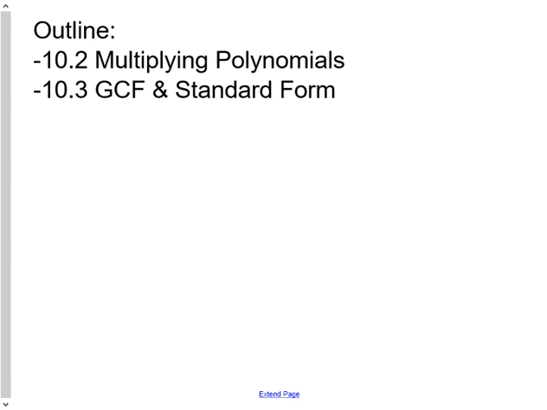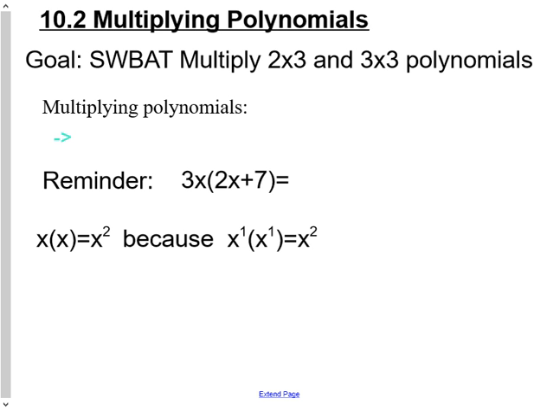Today we're going over lesson 10.2 on multiplying polynomials. Now, there are quite a few ways to multiply polynomials, so we'll go through the two recommended methods I have for this class. Our goal is to multiply 2 by 3 and 3 by 3 polynomials, as well as 2 by 2. Multiplying polynomials is clearly multiplying one polynomial times the other.